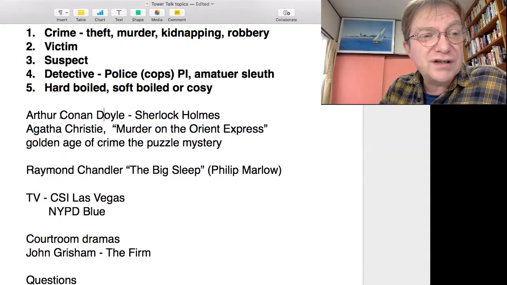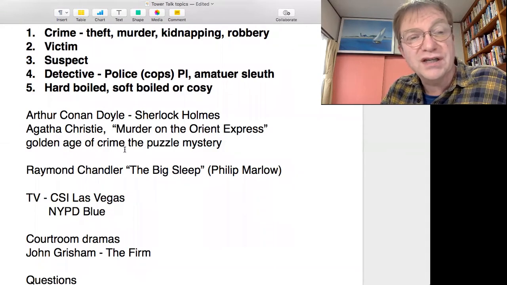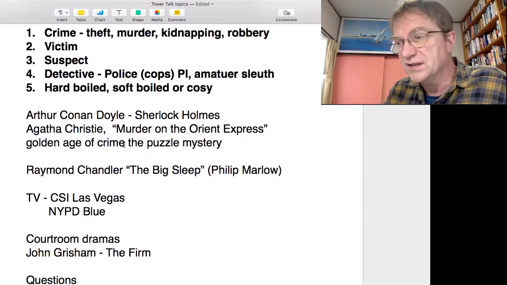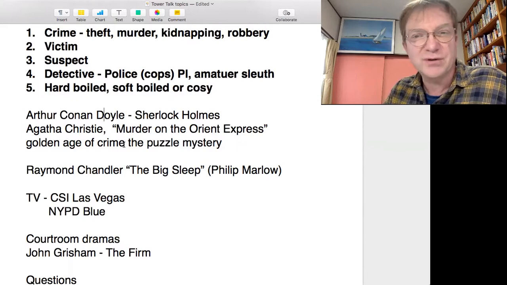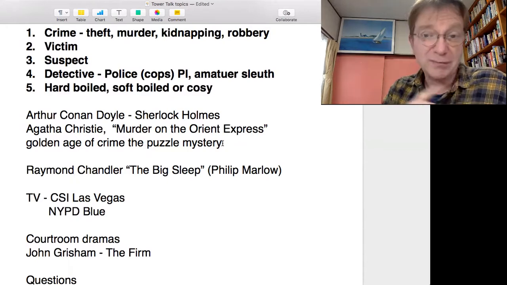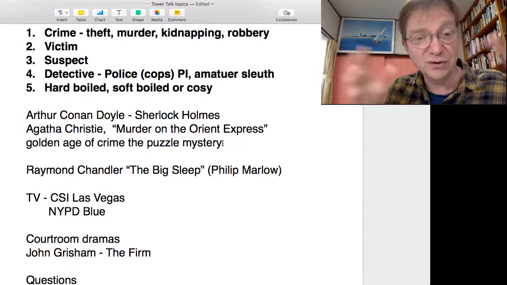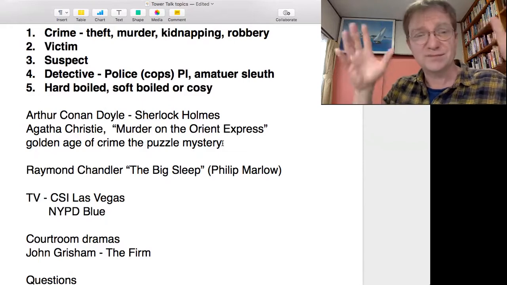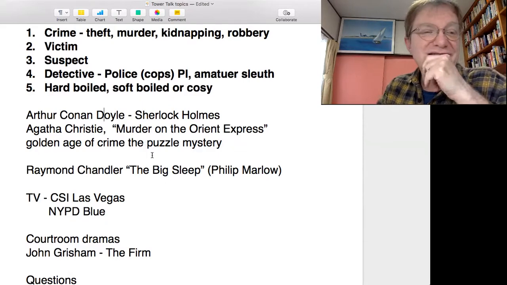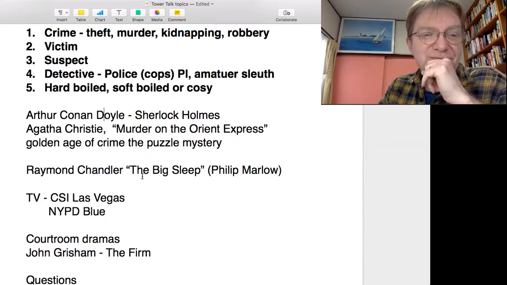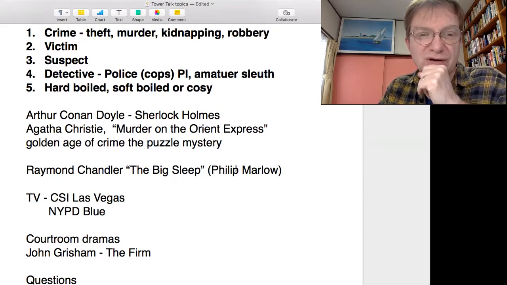And these two writers, Conan Doyle and Christie, we talk about the golden age of crime, sort of end of the 19th century, beginning of the 20th century, up to about 1950. The golden age of crime, where it's a puzzle mystery. It's a puzzle, and you have to try and solve who is the killer. Aha, it's him.